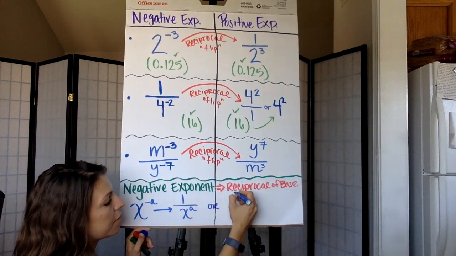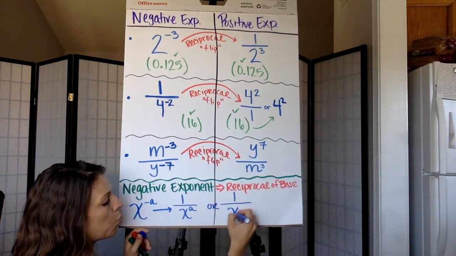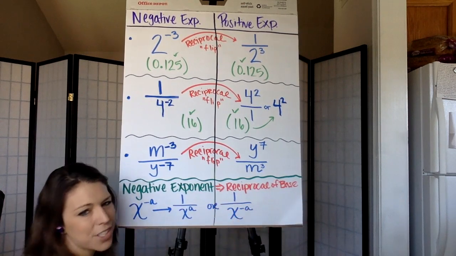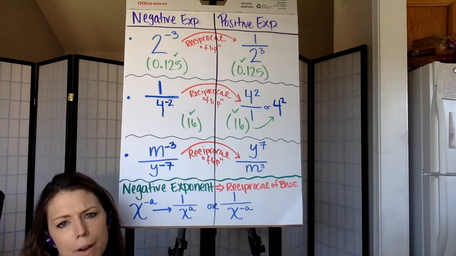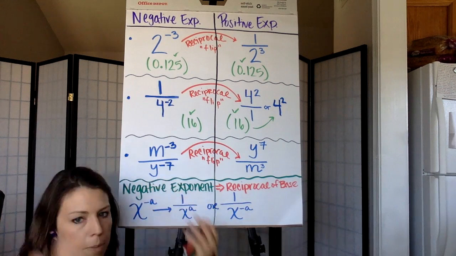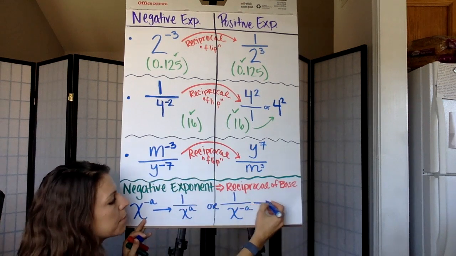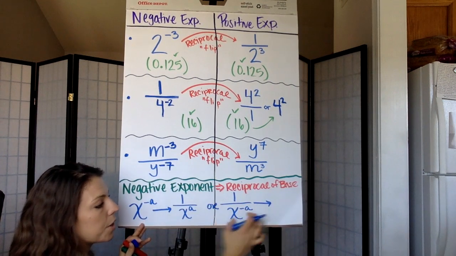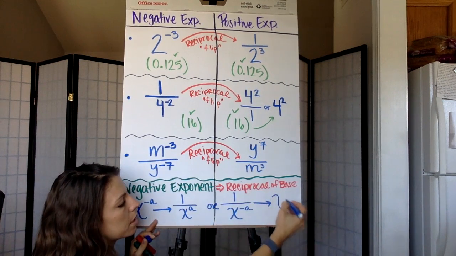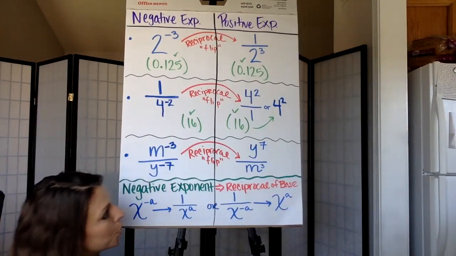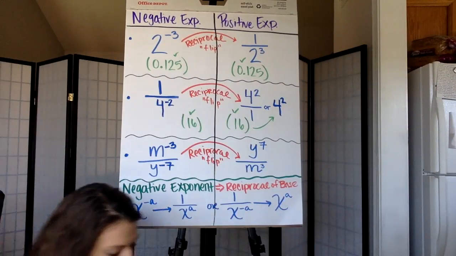Or if we have it already in the denominator, like 1 over x to the negative a, and a is just a placeholder for a number, like put a number in there, -2, -6, -7, -1 million, right? We take the reciprocal because it's in the denominator. Where does it go? Up to the numerator. That's our new rule.